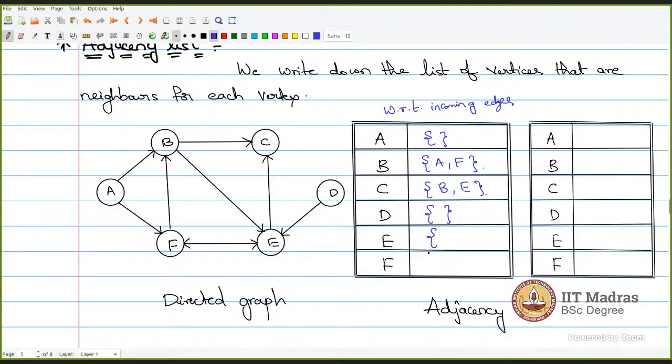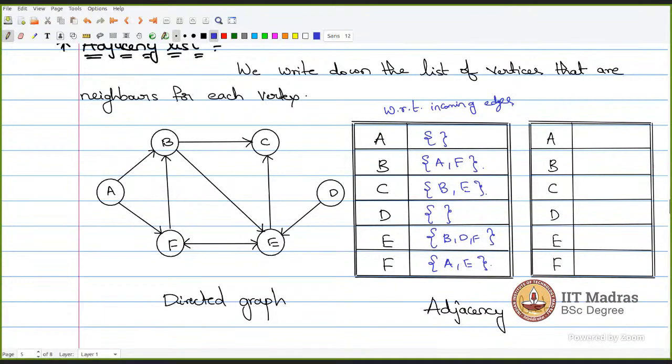For E, are there any incoming edges? Yes, B, D, F. And for F, are there any incoming edges? A and E. So this is the adjacency list with respect to incoming edges.